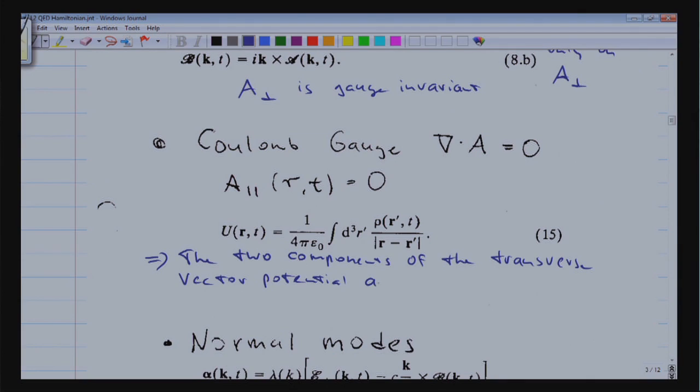And these are now, as we will see, the independent variables of the radiation field. So in other words, when we talk about the electromagnetic field in the remainder of the course, the part of the electromagnetic field we are interested in are the fields generated by the transverse vector potential. Okay.